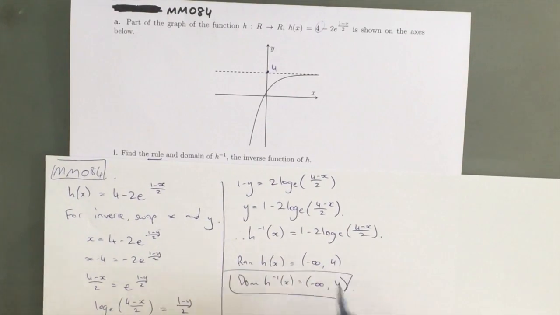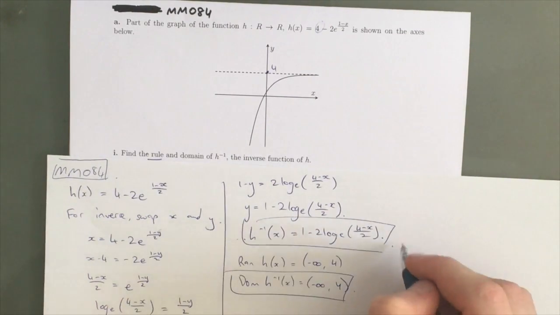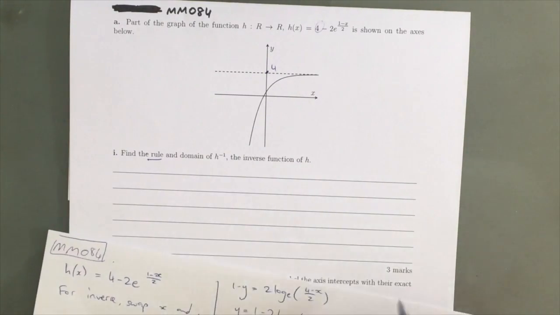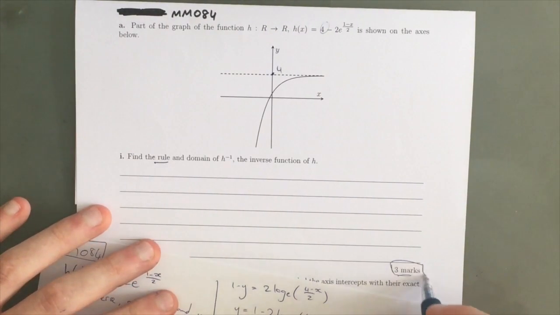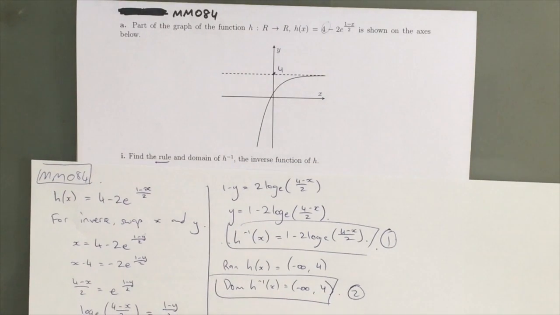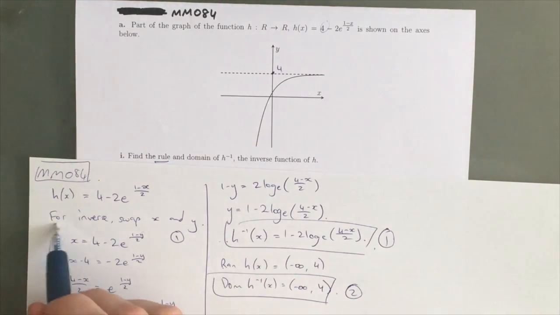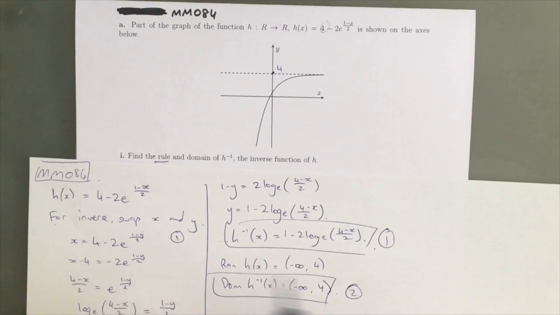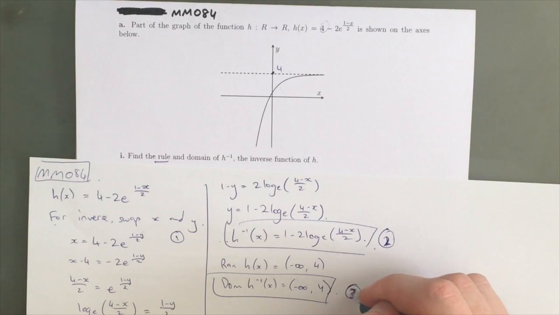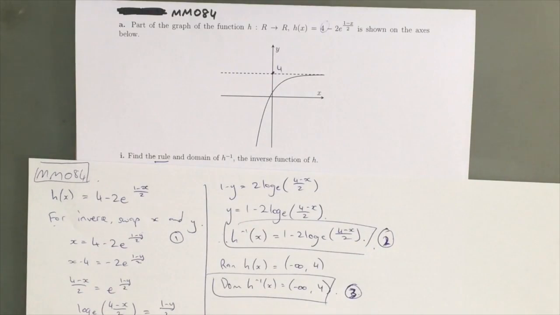So our domain is this, and our rule is this, and that's 1 mark, that's 2 marks. The total is 3. So essentially our first mark is, well, yeah, our first mark is here, swapping x and y. Second mark is this one, third mark is this. And that's your final answer.